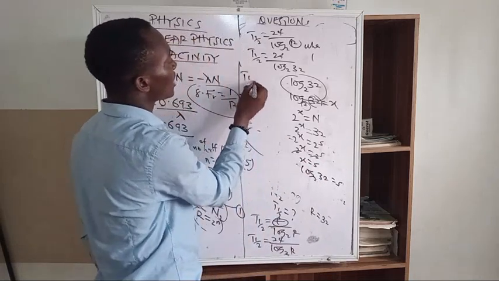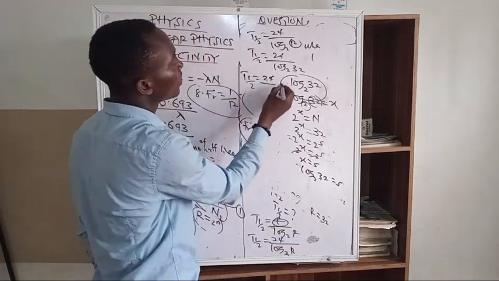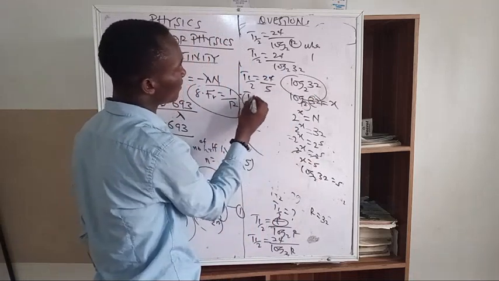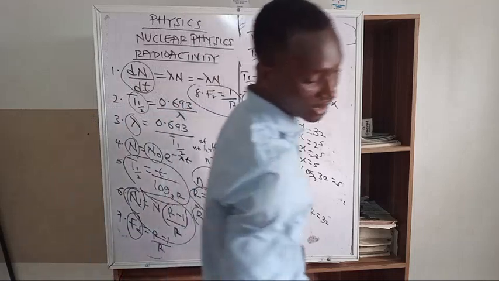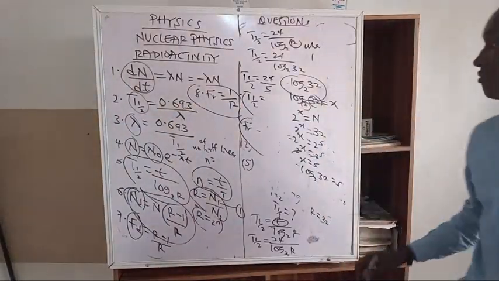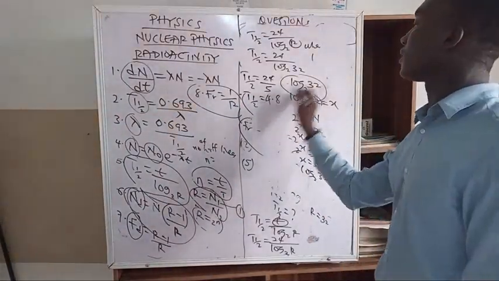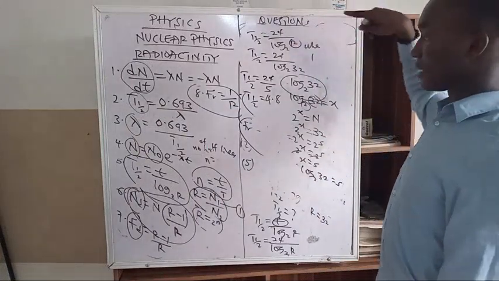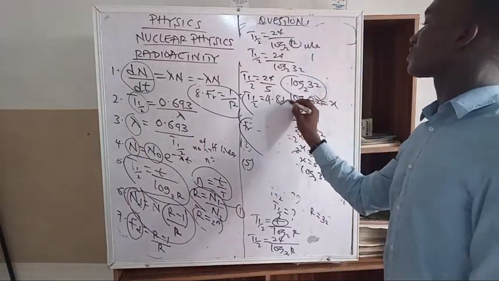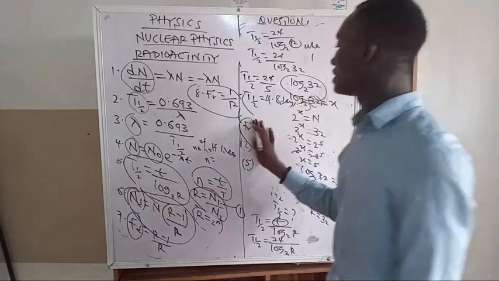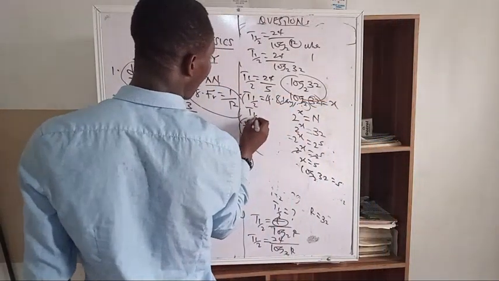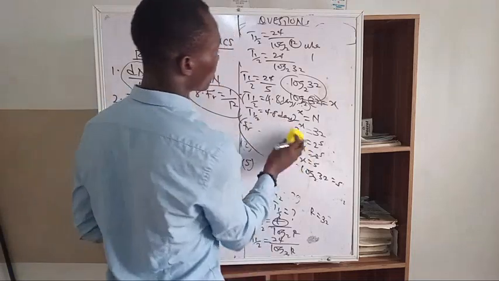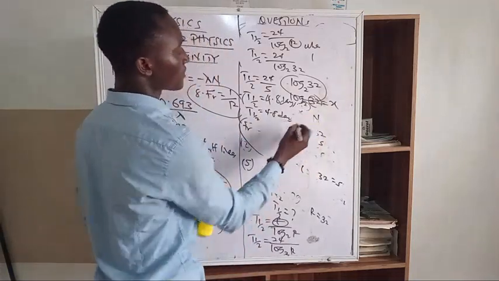So I'm now going to have T1/2 is equal to 24 divided by log base 2 of 32, which gave me the value of 5. That is 24 divided by 5. What is 24 divided by 5? It gives me 4.8. What was the unit of the time taking? In days. That means my half-life will also be in days. So the half-life of that element, T1/2, is equal to 4.8 days.